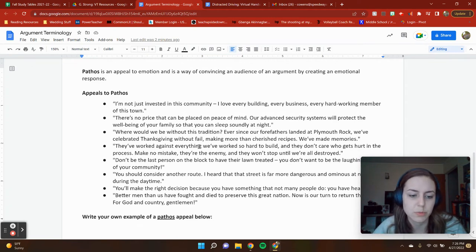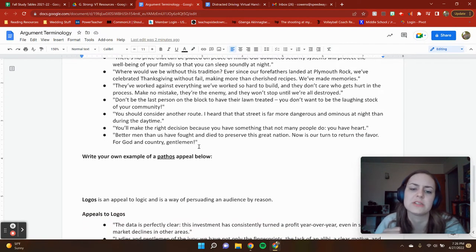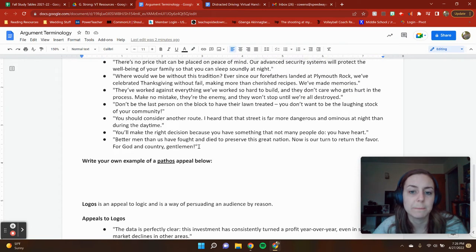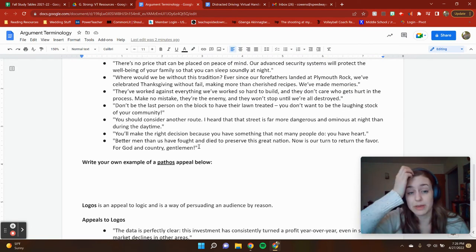Like, for instance, the very last bullet, it says, "Better men than us have fought and died to preserve this great nation. Now is our turn to return the favor for God and country, gentlemen," right? That is like a call to patriotism, right? You should fight for your country, which for a lot of people, patriotism is like a big emotion, a big draw, a big feeling there. So that's something that we would say would be a pathos appeal.